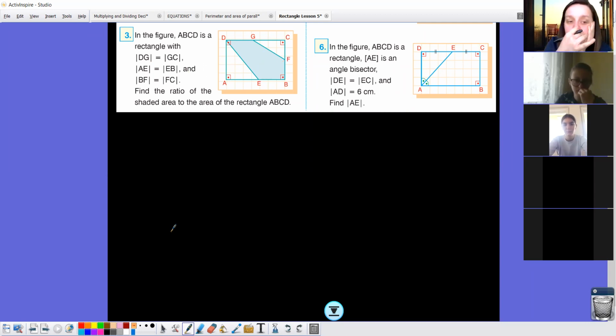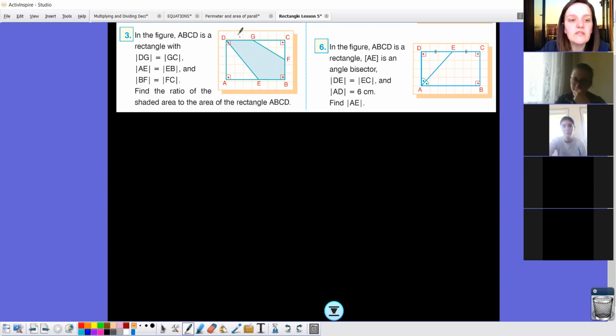Yeah, but we can do it like the one you did right now, teacher. We can find the whole area and then subtract A1. Yes, we can do that, but we don't have any number given. Only it's given that DG is equal to GC, that G is the midpoint, E is the midpoint and F is the midpoint of the side. But we need only the ratio.